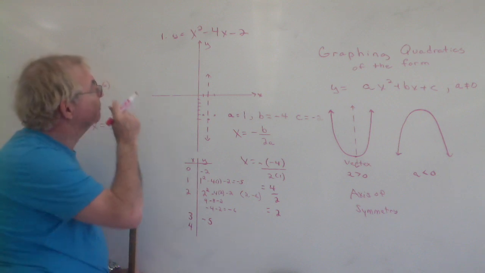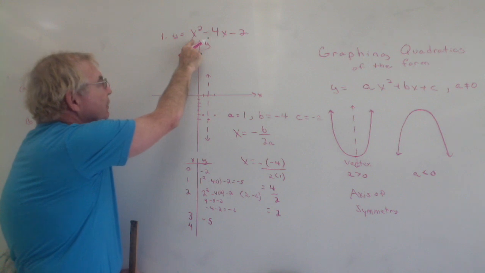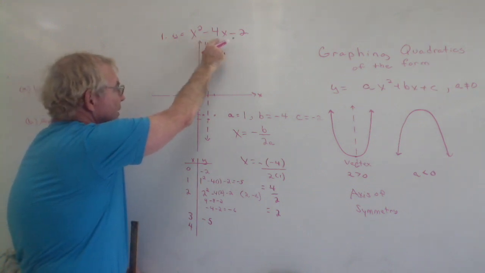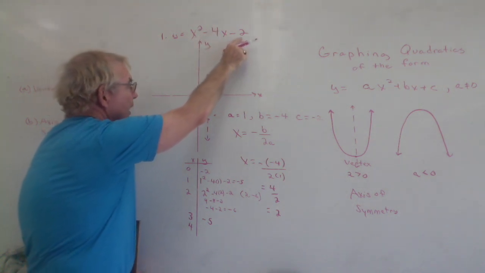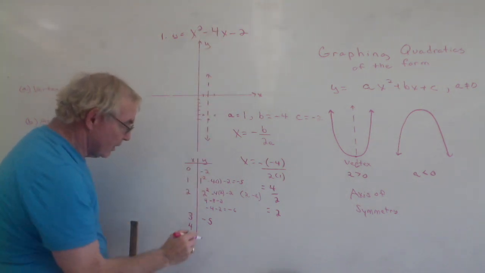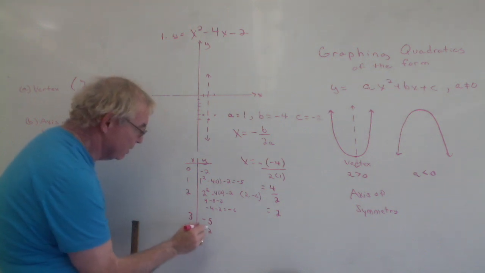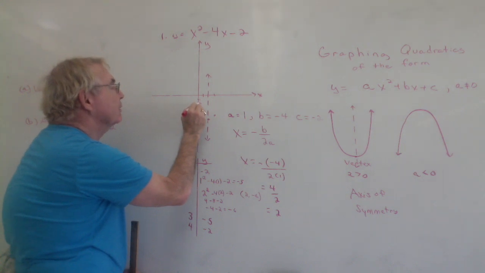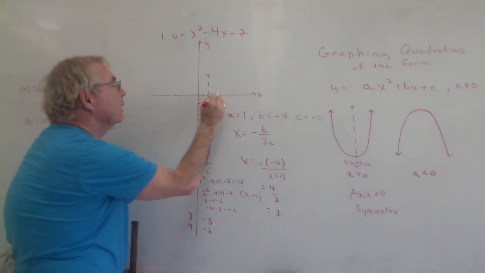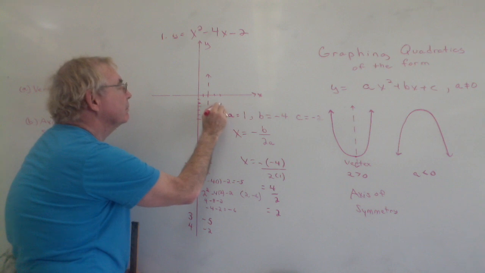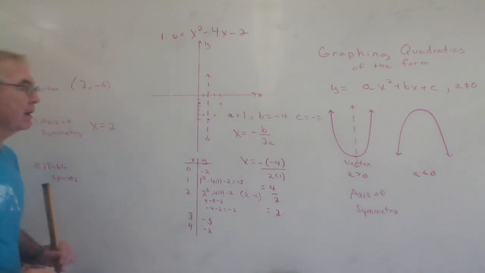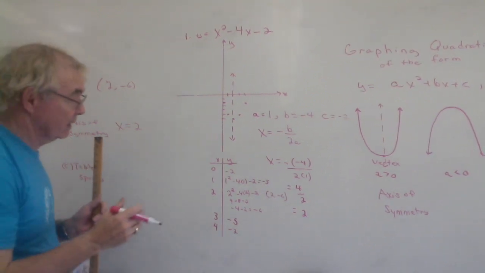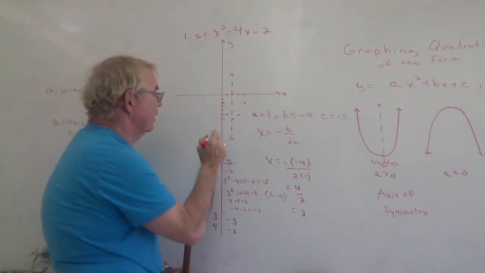Just to convince you, what's 4 times 4? It's 16. 4 times 4 again is 16. 16 minus 16 is 0, minus 2. So there's the points. Now we plot them. We go to 0, negative 2, and we go to 4, negative 2. And we have our 5 points. So that's our table. Now, last, but the most important part is the graph.